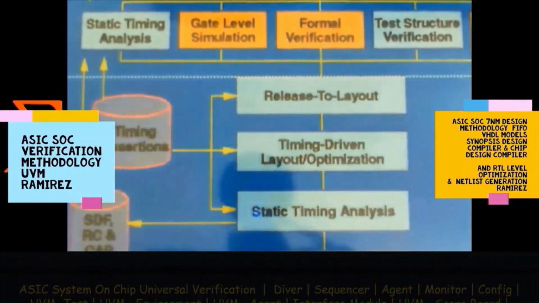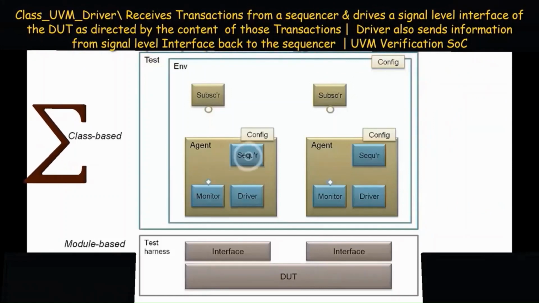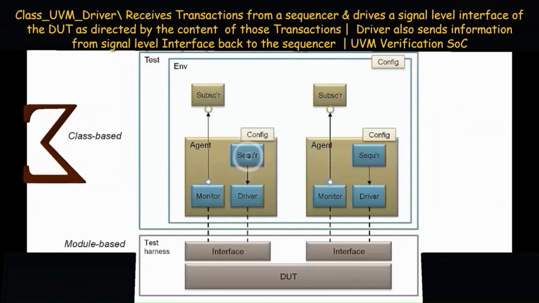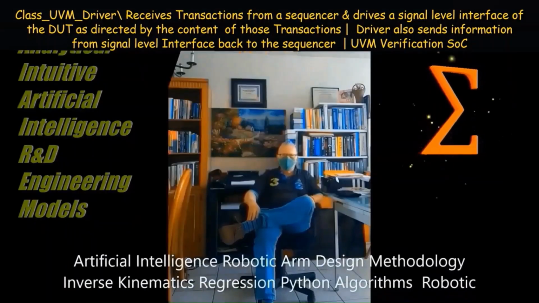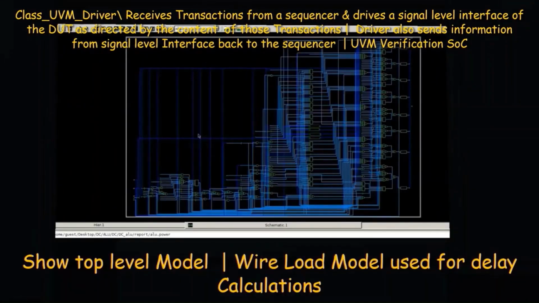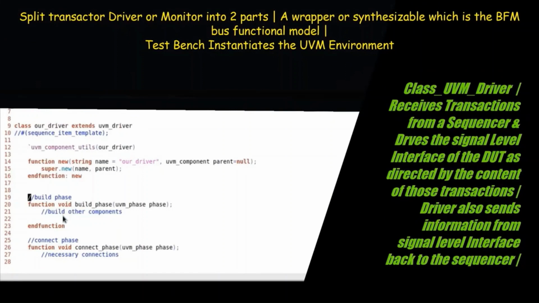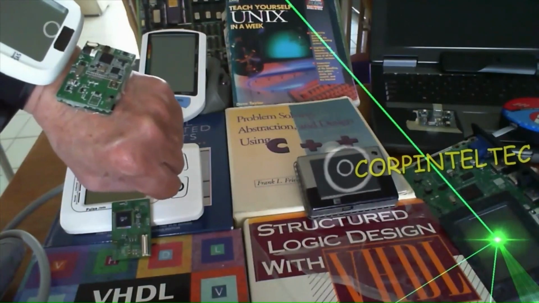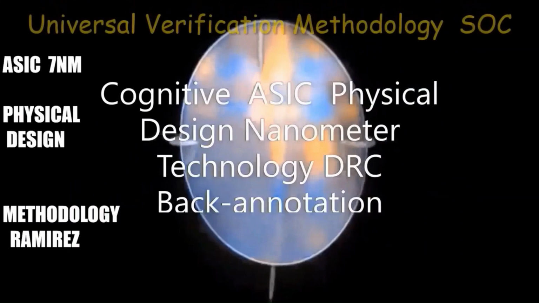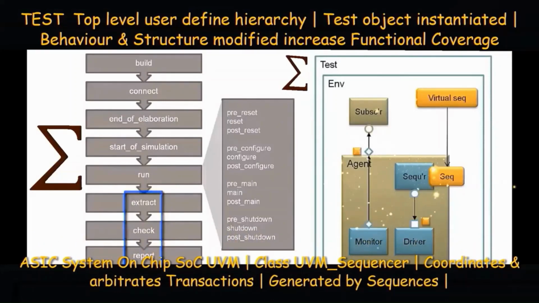Split transactors. The objective is to move as much of the UVM test bench code onto the accelerator or the emulator box in order to speed up simulation. This means splitting each transactor, that is the UVM driver or monitor, into two parts: a lightweight proxy or wrapper that continues to run on the host, and a synthesizable part, which is the BFM or bus functional model, that runs on the box and wiggles the pins of the device under test, the DUT.